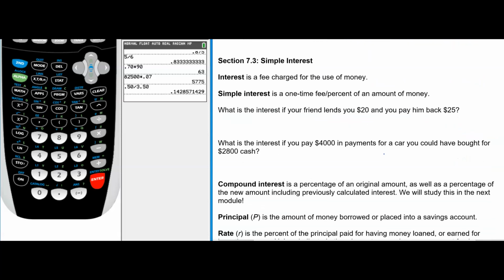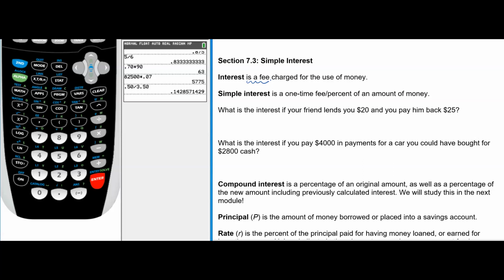Okay, so we're going to transition now to section 7.3, which is on simple interest. This is the last section of this module. So simple interest, let's first talk about what interest is. Interest is a fee charged for the use of money. If you're borrowing money from, let's say, a bank or a lender, they charge you interest, which is basically money that you have to give them for the service of loaning you this money.